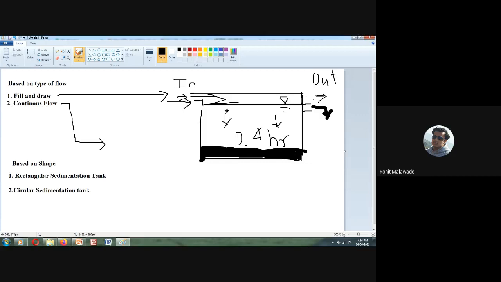If we don't remove it, then what may happen is, suppose we are pouring the water inside this fill and draw type of sedimentation tank. When we are allowing the water inside, some impact will be created over here. Then whatever particles are there, again, they may come up.